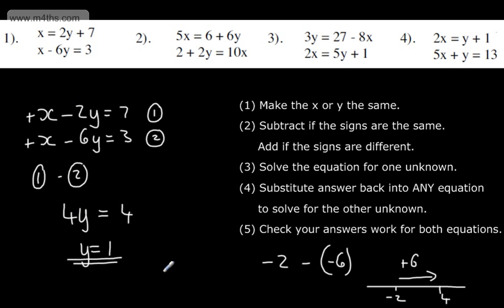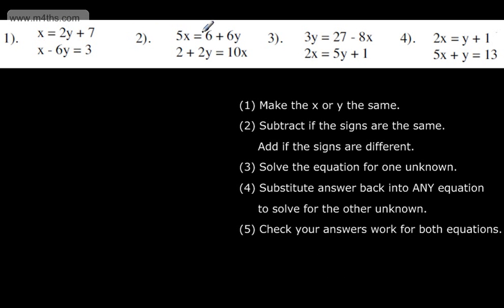I'll put it back into equation 1. X minus 2 lots of 1 is equal to 7. Adding 2 to both sides, x is equal to 9. And that is going to give us the value of x is 9. Does that work just here? 9 minus 6 lots of 1 is 3. So yes, it holds. So all I'm doing is rearranging.